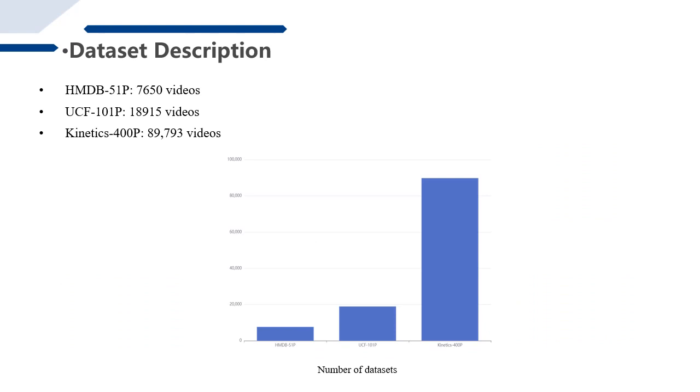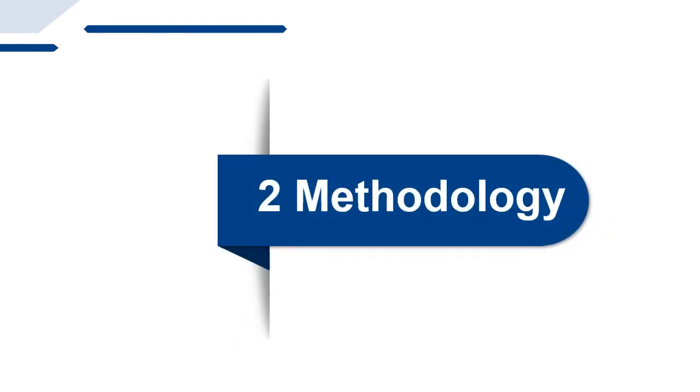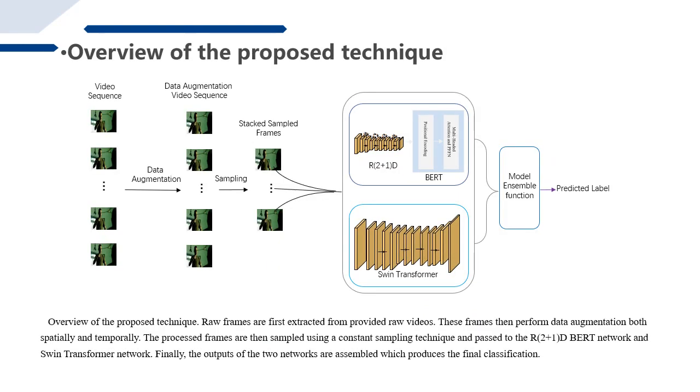The DOS 2022 provides three datasets for model accuracy validation: HMDB 51P, UCF 101P, and Kinetics 400P, which are all corrupted and perturbed. Then, we will present our approach. This is the overall pipeline.